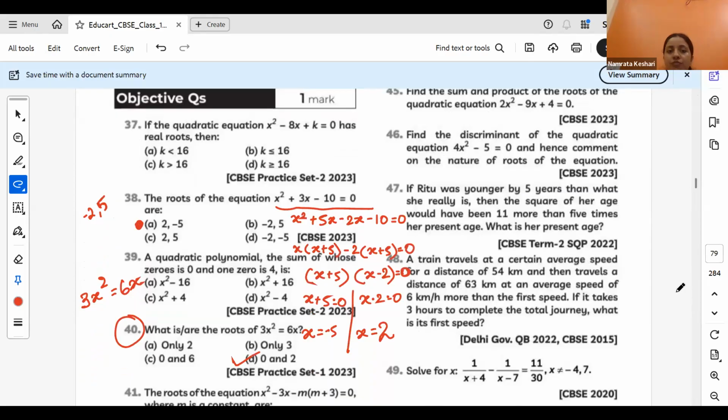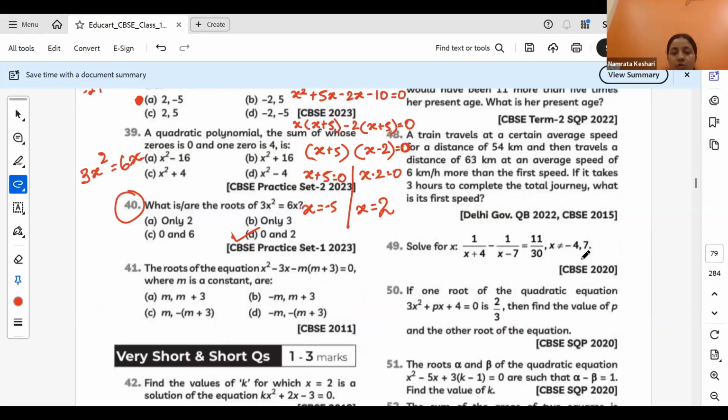If you understood so far what we are doing, then let's do question number 49. 49: 1 by x plus 4, 1 by x minus 7, 11 by 30. Abdullah, you need to solve the whole exercise, which has just basic questions based on the method of factorization. Every time you have to use splitting the middle term and you will get your answer. This type of question is not there in your NCERT, but once you are clear with those types of questions, you need to be clear with this one. Let's do it.